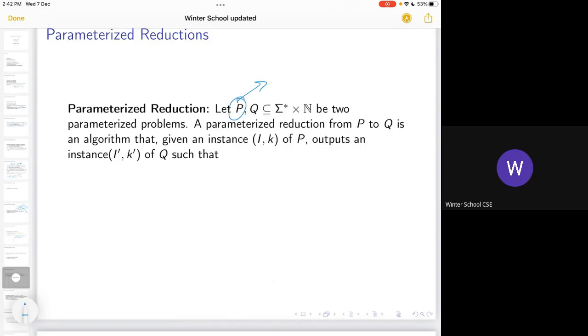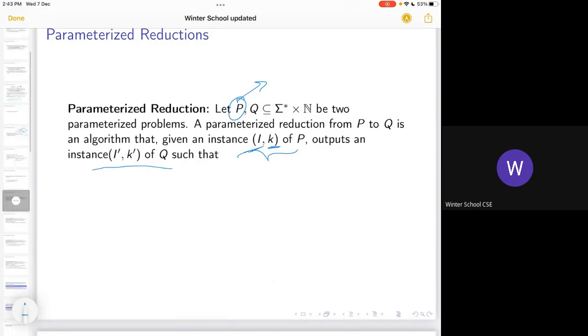Suppose you are given an instance (I, k) of P. So I is my classical instance and k is my parameter. For example, in vertex cover, we have a graph G and k is my solution size as a parameter we are considering. So (G, k) is an instance of a vertex cover problem, right? Suppose we start with a problem P and we are able to construct an instance of problem Q, say (I', k') is my instance of problem Q.